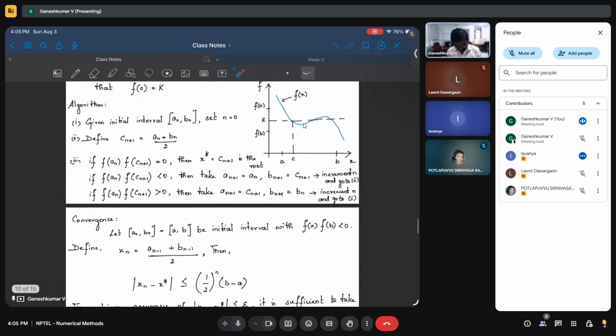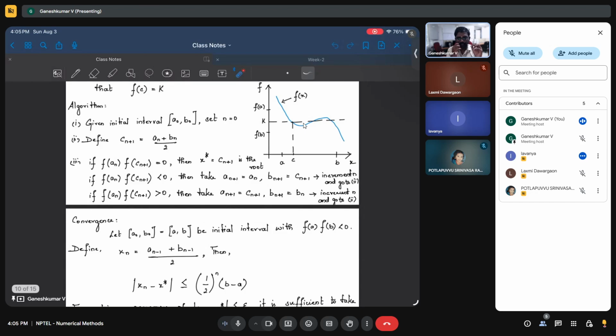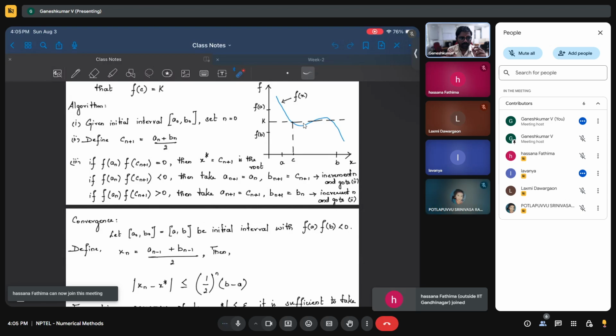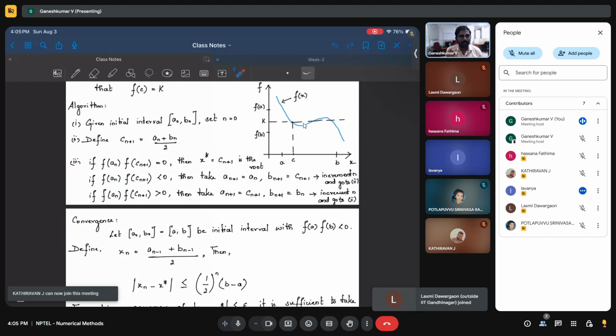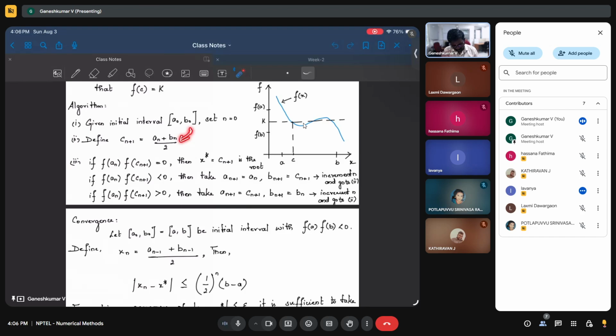The algorithm goes like this. We have an initial interval given, and the function varies within that interval, and there exists a root in between. Only if there is a root in between can you use this method. In fact, you should choose the interval in such a way that the root is present in it. In this case, the initial interval is a naught and b naught, and you perform some iterations to reduce this interval to a very small value, and then you will be able to find a root. To do that, you find the midpoint.